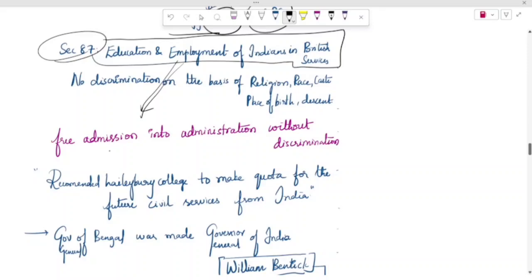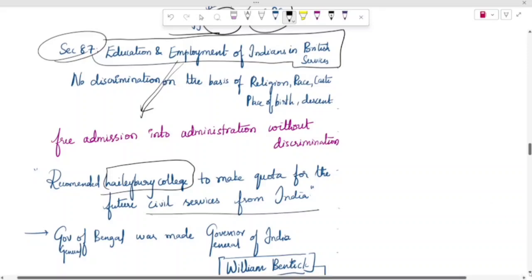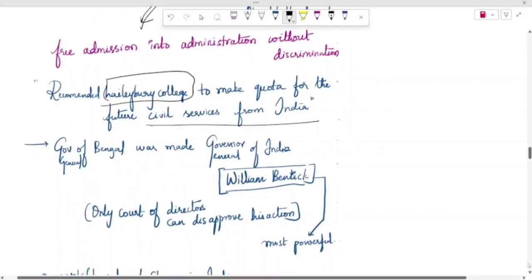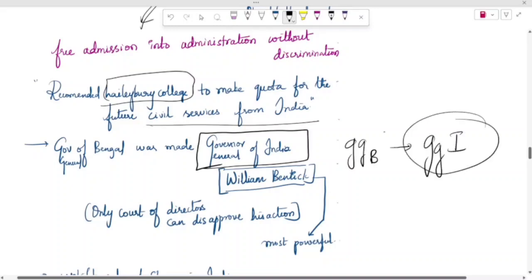There should be no discrimination on the basis of religion, race, caste, place of birth and descent. And it also recommended Haileybury College in London to make a quota for the future civil services from India. Fine. For the first time they spoke about Indian civil services in the 1833 Charter Act. So the Governor General of Bengal was made the Governor General of India. So you should note this point down. The Governor General of Bengal was made the Governor General of India for the first time through the 1833 Charter Act.